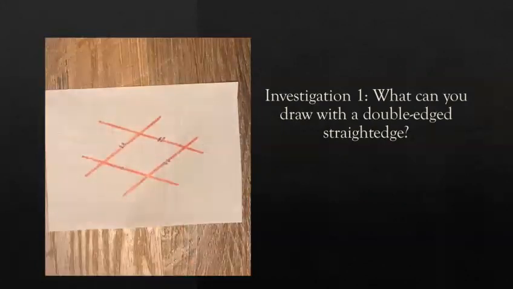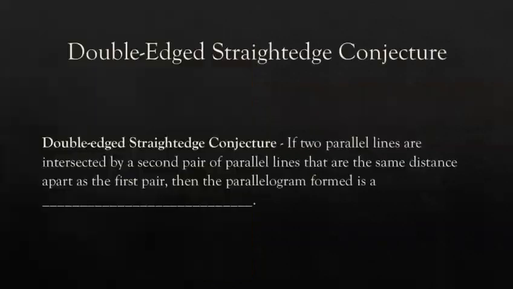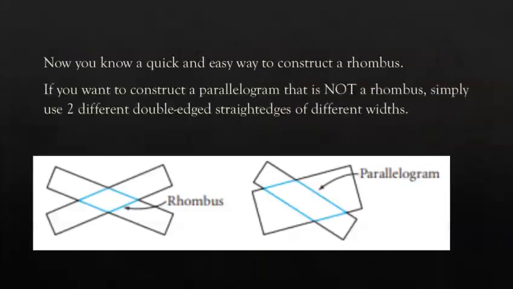And you can see that all the sides are the same length. So if 2 parallel lines are intersected by a second pair of parallel lines that are the same distance apart, that's the same width because you use the same double-edged straight edge, then the parallelogram formed is really a rhombus. All the sides are the same length. So now you know a quick and easy way to make a rhombus.